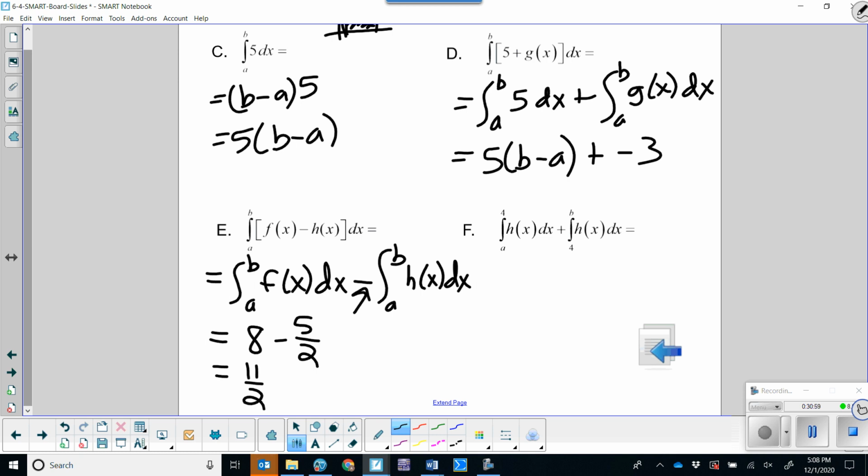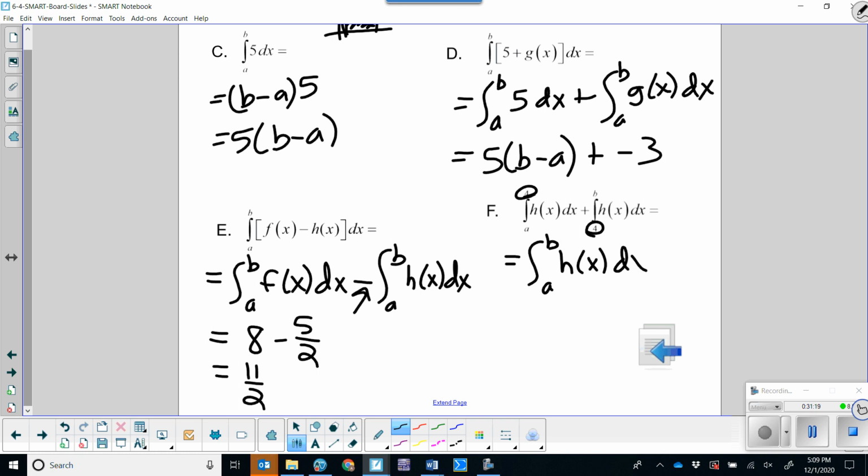All right, if we look at f, we have the integral from a to 4 of h of x dx plus the integral from 4 to b of h of x dx. These are the same, which means this is the same as the integral from a to b of h of x dx. And we know from above that the answer is, not -3, that was g, it's 5/2. Okay, that's what you get. So that's using the properties.